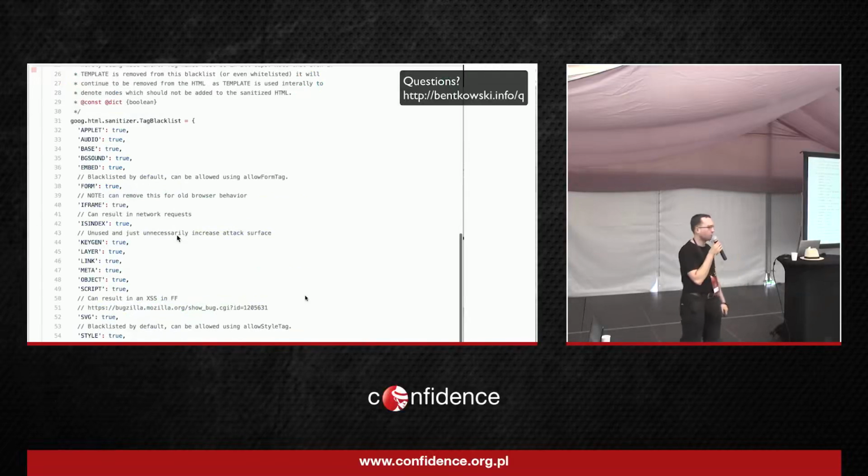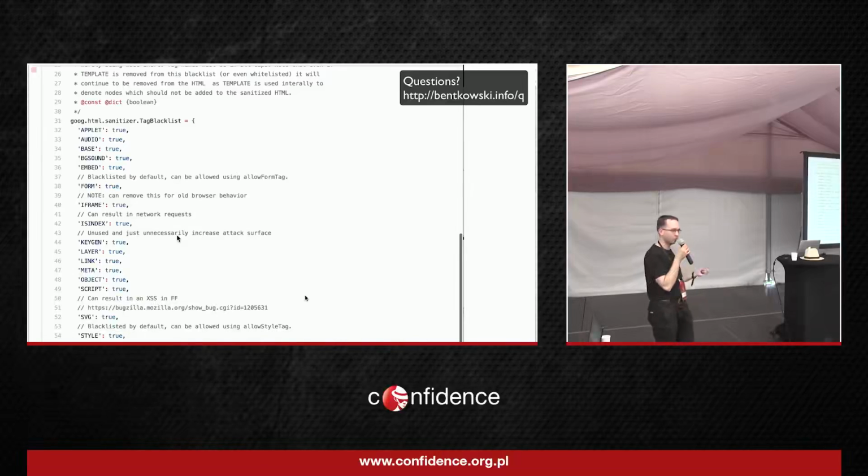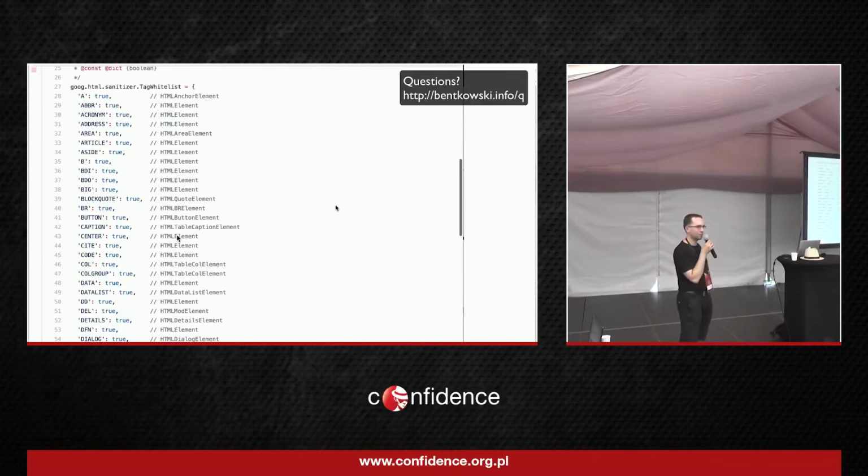To keep things simple, the Closure library, which is maintained by Google, has a sanitizer. And the sanitizer uses both a whitelist and a blacklist of tags. Here you can see the blacklist of tags. So here are the tags that you cannot use in the HTML at all. But also, you have a whitelist of tags. So here is the list of tags that you can use in your HTML that will not be removed.